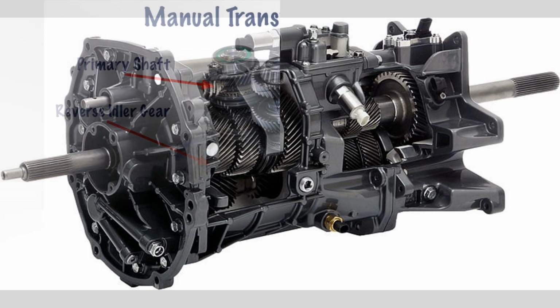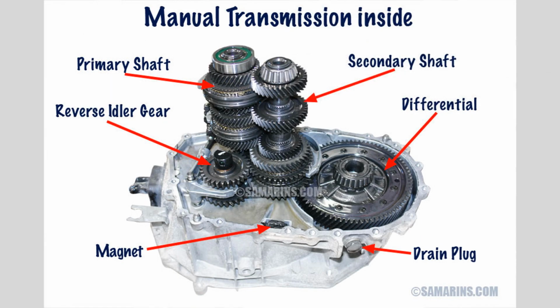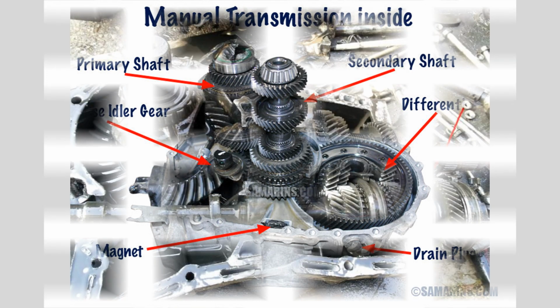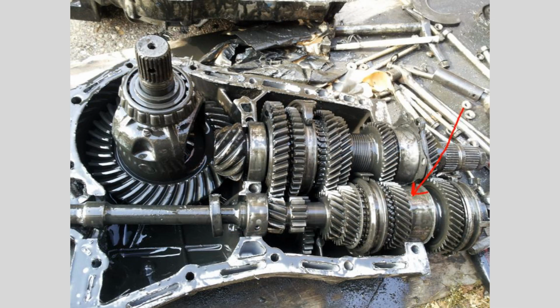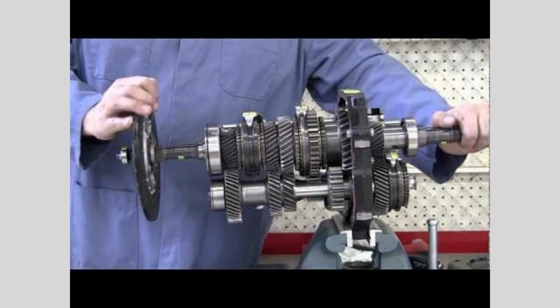Manual transmissions are equipped with synchronizers, also known as synchros. These devices help match the speeds of the gears before engaging them, ensuring smooth gear shifts without grinding or damaging the transmission. Synchros work by using frictional elements to equalize the speeds of the rotating components.